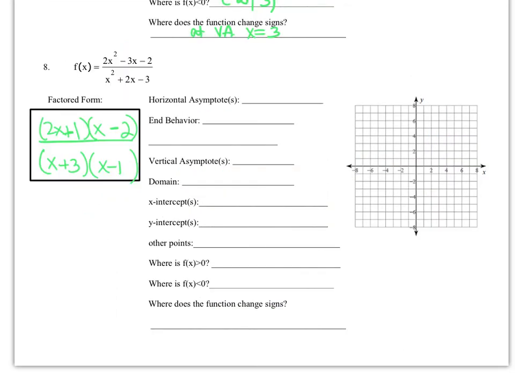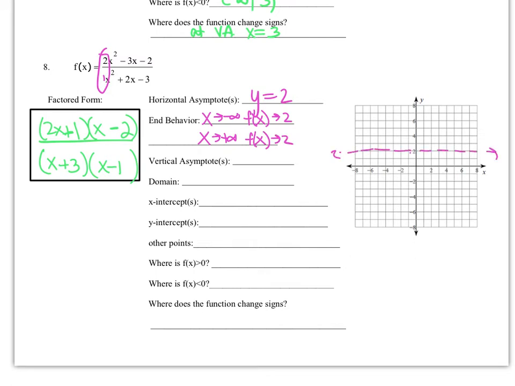Okay, so now this next one, for number 8, the numerator can be factored to 2x plus 1 times x minus 2. The bottom, x plus 3 times x minus 1. Horizontal asymptote, again, comes from your ratio of your leading coefficients if the degrees match. So that's just going to be 2 over 1, which is y equals 2. And then that's also going to be our end behavior. So as x goes to negative infinity, f of x goes to 2. As x goes to positive infinity, f of x also goes to 2. So that's your horizontal asymptote.